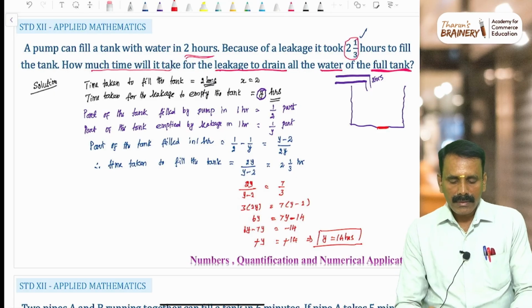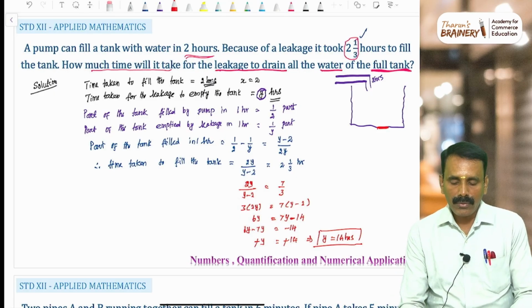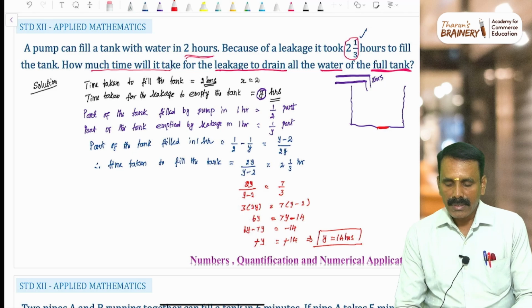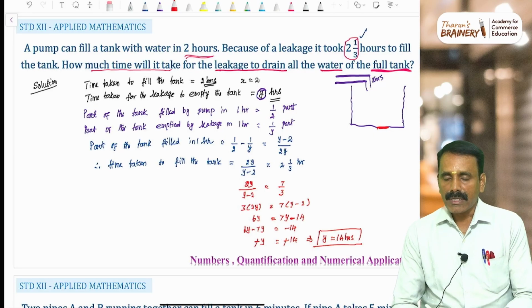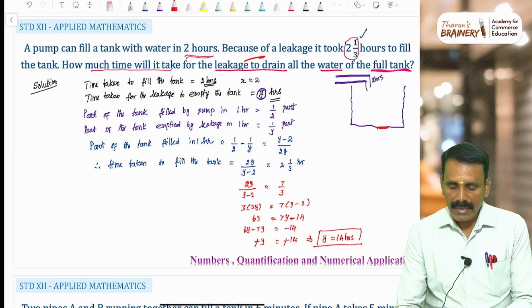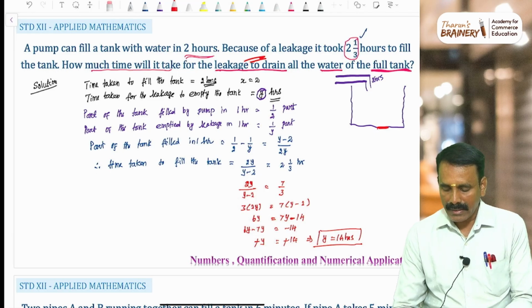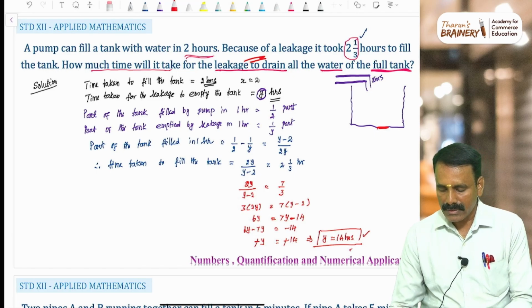So if the tank is filled by the pump in 2 hours and, due to leakage, it is going to take 1/3 of an hour extra, then the leakage will drain the entire tank in 14 hours. So this is the final answer.